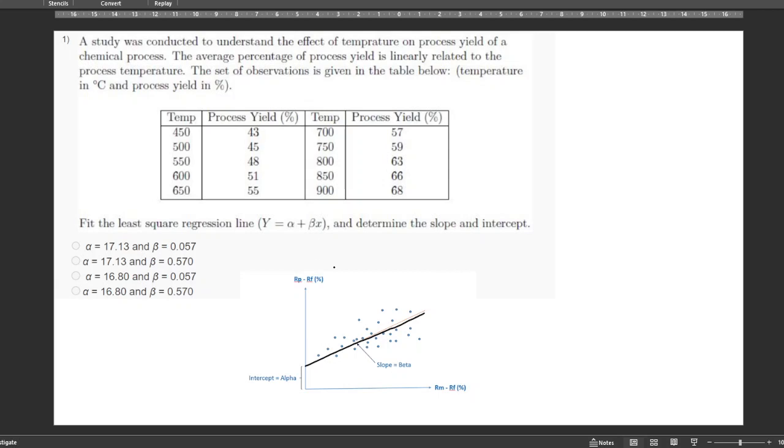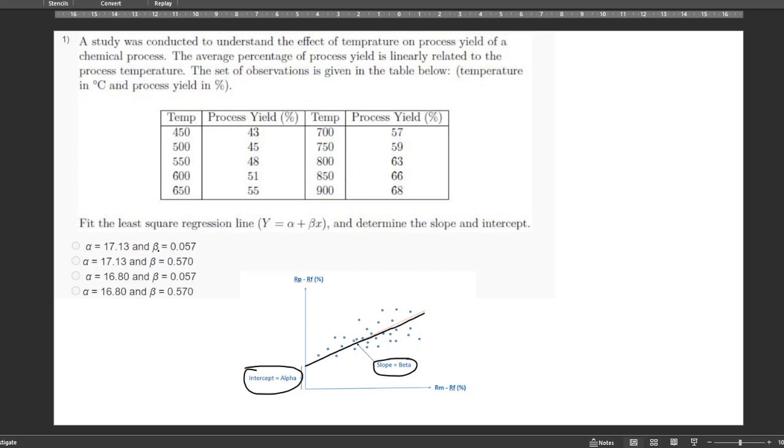For that, the general equation is y equals alpha plus beta x. Alpha and beta are regression coefficients that we have to find. Beta is the slope and alpha is the intercept. If we find these two values, then we can form a linear equation.